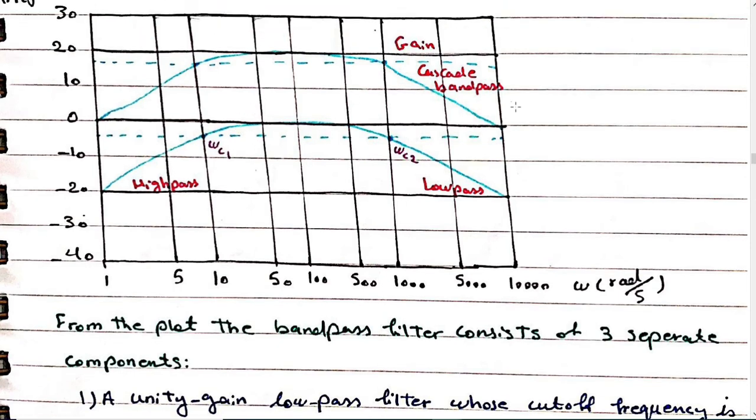And after that, we need a circuit to increase the gain. That is the circuit we call the gain cascade band pass. So we need 3 circuits. One, to create the low pass filter. Second, to create the high pass filter. And the third acts as a gain. The cascade of these 3 circuits will give us a band pass filter.